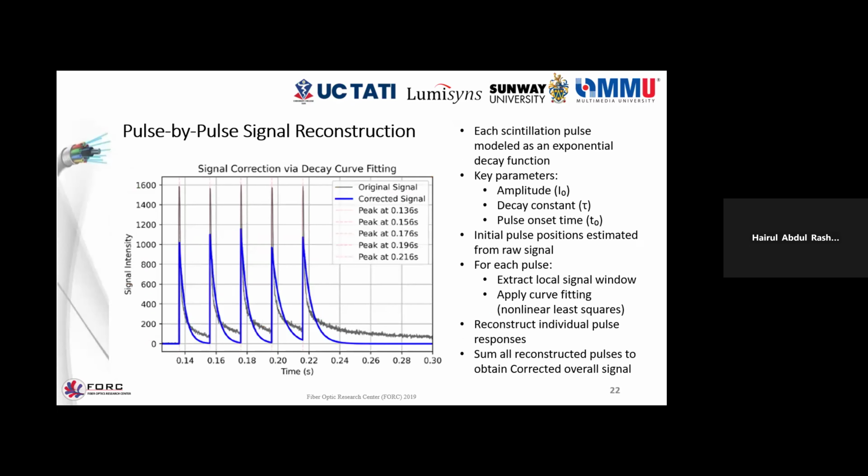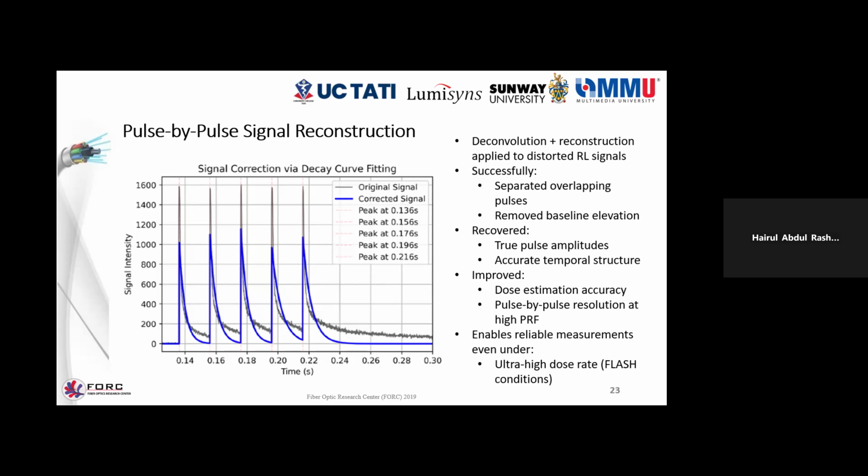Now, we reconstruct the pulse-by-pulse signal by deconvoluting into the fast and slow components, subtracting the slower components away and focusing on the fast component. For each pulse, we are able to extract a local signal window, apply curve fitting and reconstruct the individual pulse responses, and sum all the reconstructed pulses to obtain the corrected overall signal.